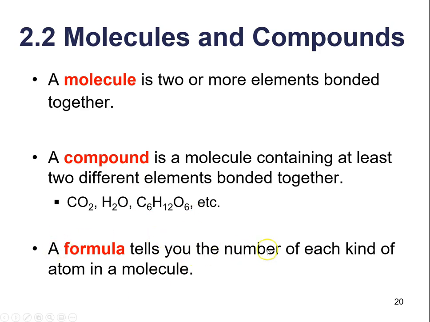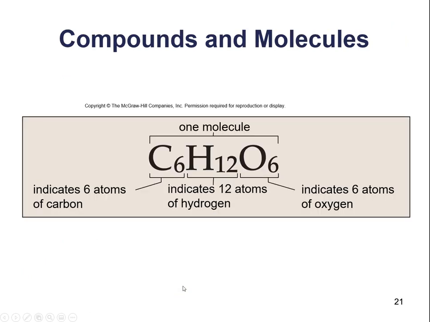A formula will tell you the number of each kind of atom in a molecule. All right. So again, here's that molecule that I just mentioned. That is glucose. So if I put up something like this, we should be able to understand what it is showing. This indicates there are 6 atoms of carbon, 12 atoms of hydrogen and 6 atoms of oxygen. All right.